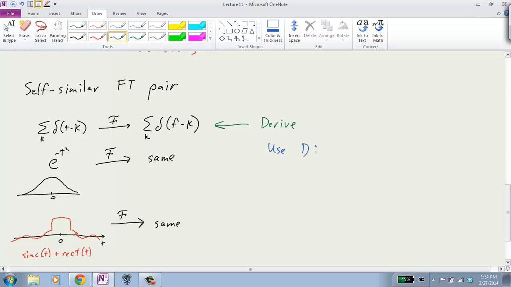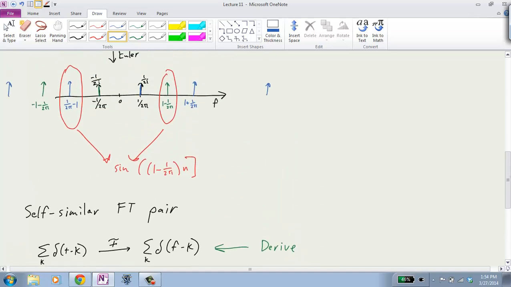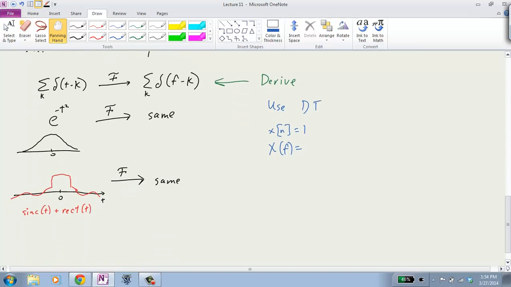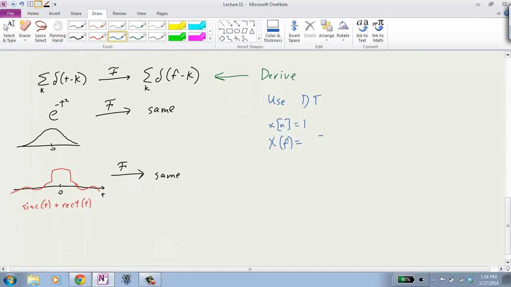So we'll use discrete time. If x of n equals 1, then we already know that x of f equals, we should get the same thing that we just plotted here, except that f naught should be 0. So this should be all the integers, right? Does that make sense? So I will write that now in formula rather than picture. That's delta of f minus k. Okay, that's what we get.